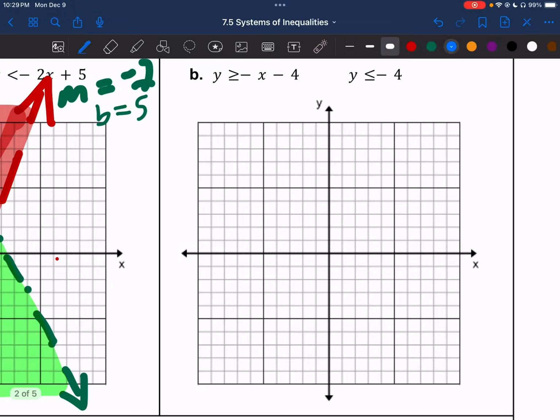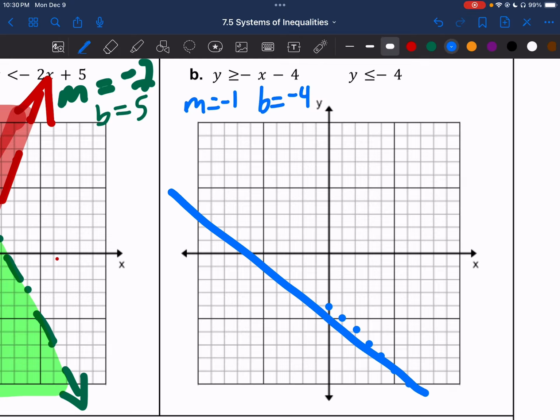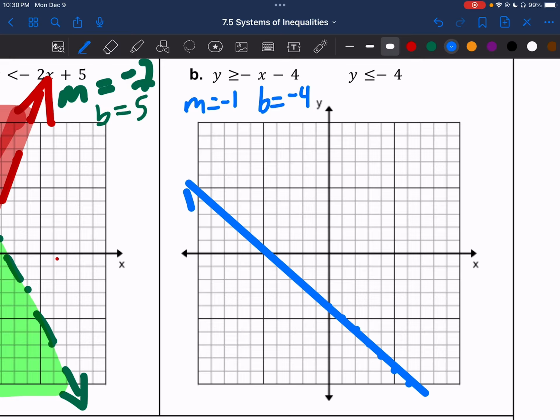We are going to go with our first one. y is greater than or equal to -x minus 4. My slope is -1. My y-intercept is -4. So I have a point at -4, and my slope is -1, so it's decreasing 1 and going to the right 1 every single step. And we have our line drawn, and it is a solid line because it's greater than or equal to.